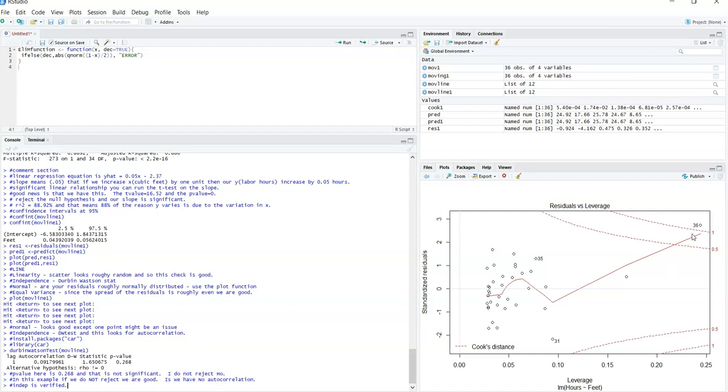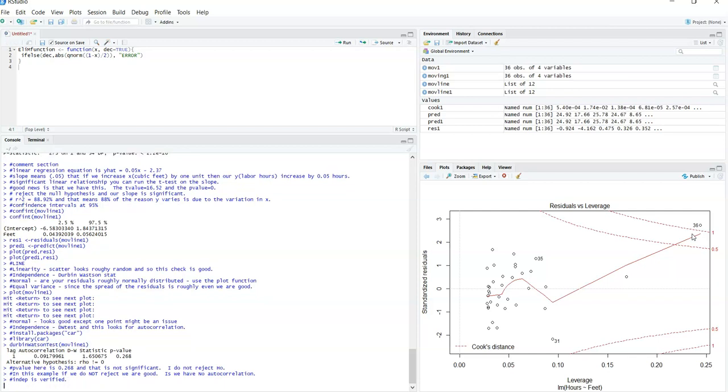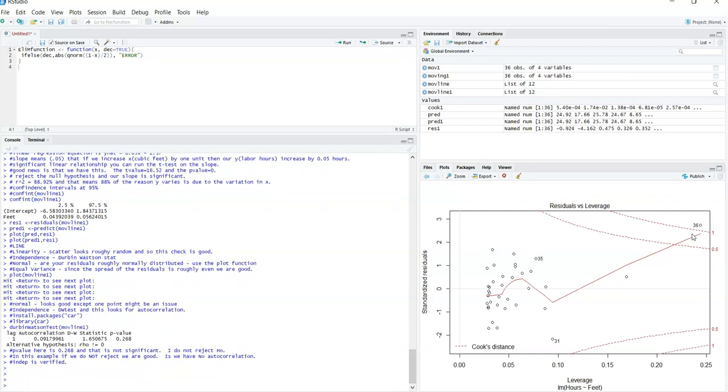So what we have just done is run all of our tests. We've run the linearity and the equivariance quickly by plotting our residuals versus our predicted, and we ran our independence by the Durbin-Watson test, and we ran our normality by looking at the plot of the model and finding the normal probability plot and noticing, for the most part, except for one dot, we don't have any issues. So overall, the residual analysis is really good.